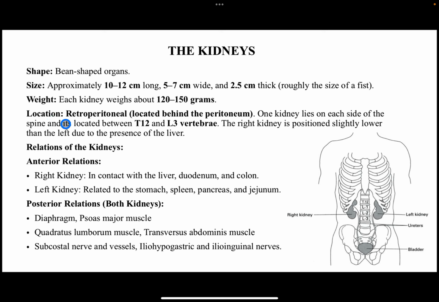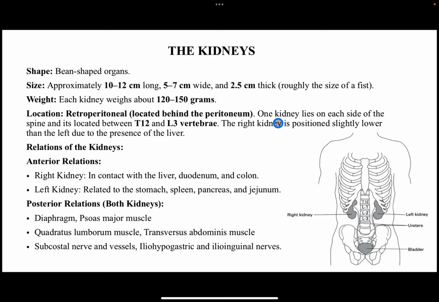In terms of its location, it is retroperitoneal. That is, it is located behind the peritoneum. The peritoneum is a membrane that surrounds most of the abdominal organs. But the kidney is not within the peritoneum. It is behind it. That is why we say the kidney is a retroperitoneal organ. This characteristic of the kidney is very cardinal and very significant in anatomy.